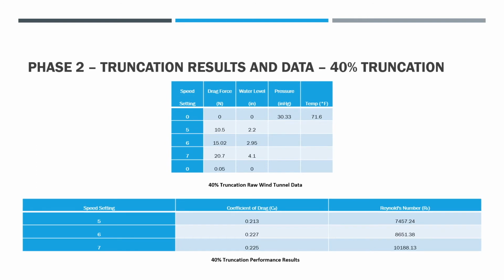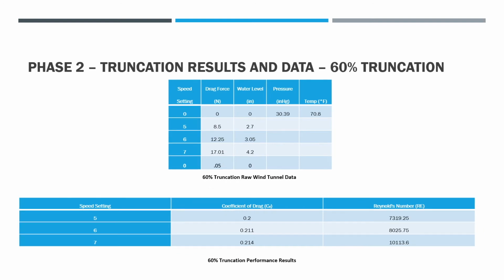Looking at the results for 40% truncation, we had very similar numbers, with at speed setting 5 a drag force of 10.5 newtons, at speed setting 6 a drag force of 15.02 newtons, and at speed setting 7 a drag force of 20.7 newtons. The overall coefficient of drag was around 0.21 for all speeds. Looking at 60% truncation, it had a drag force of 8.5 newtons at speed 5, 12.25 at speed 6, and 17.01 at speed 7. And it maintained a coefficient of drag of around 0.021 across all speeds.